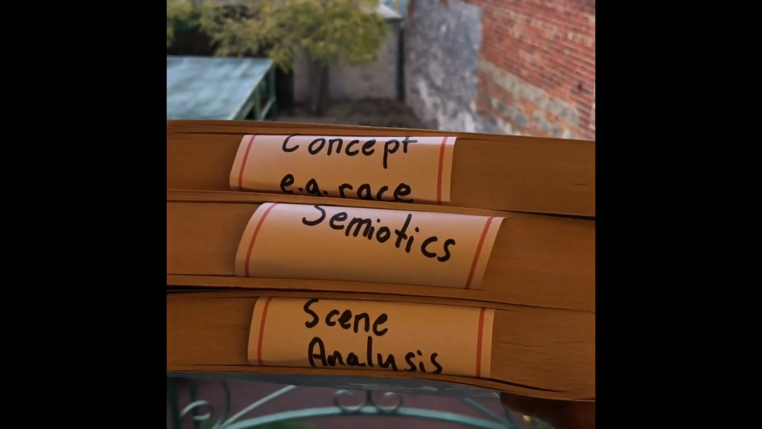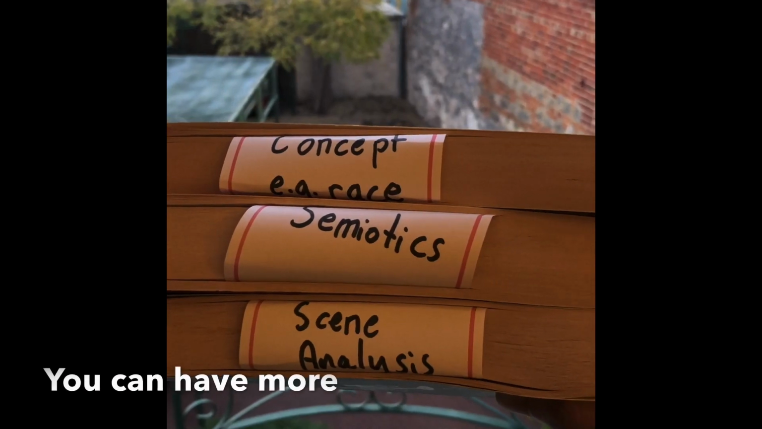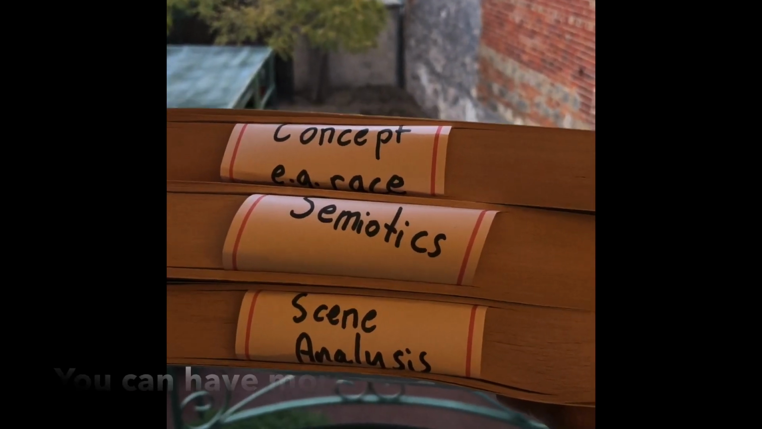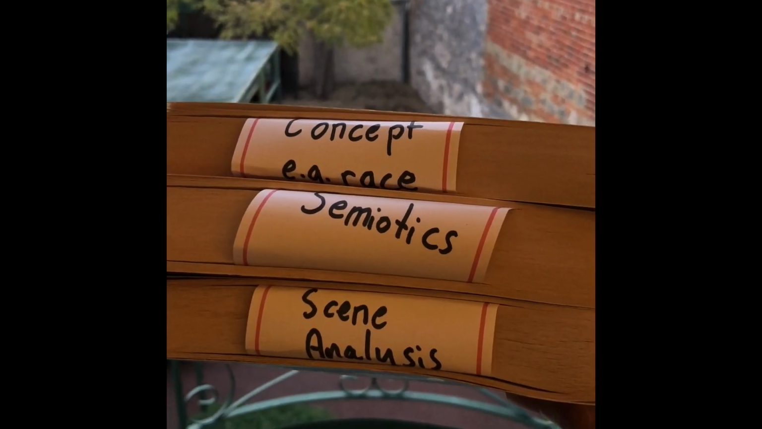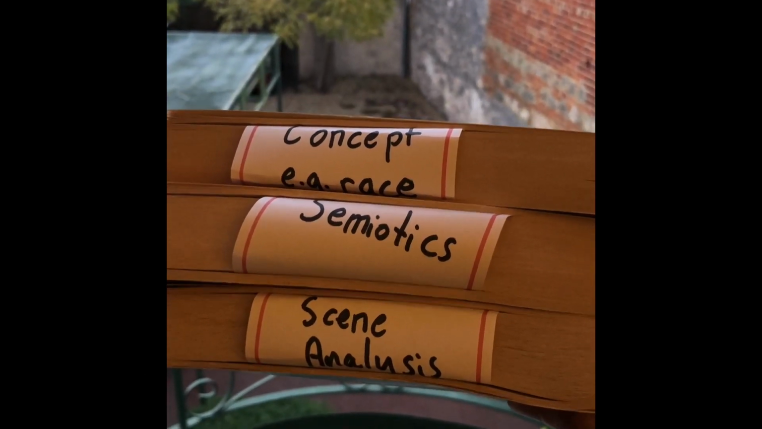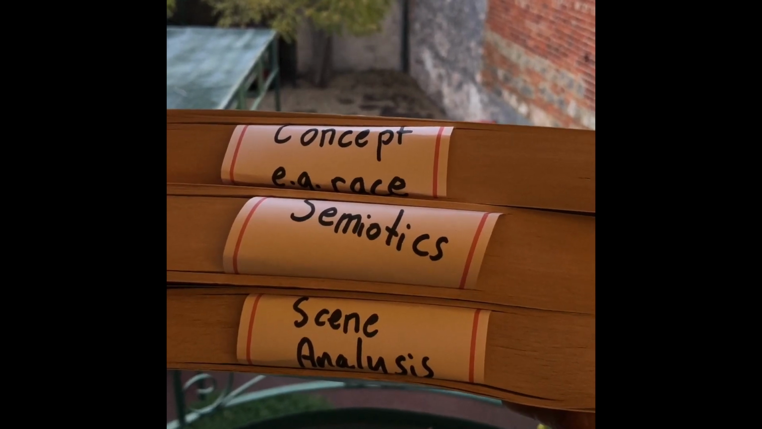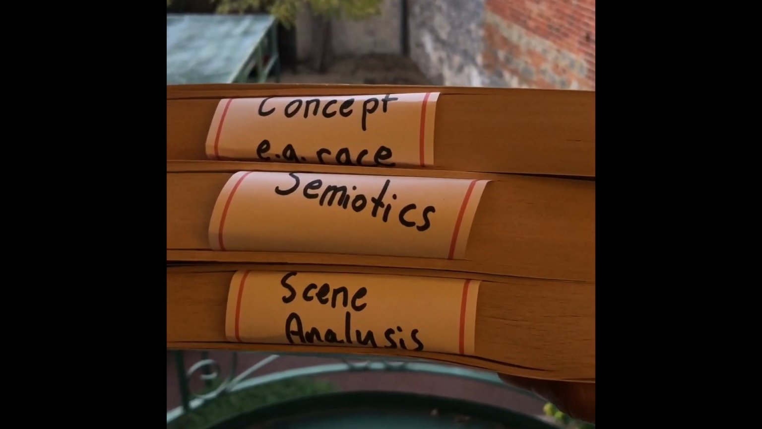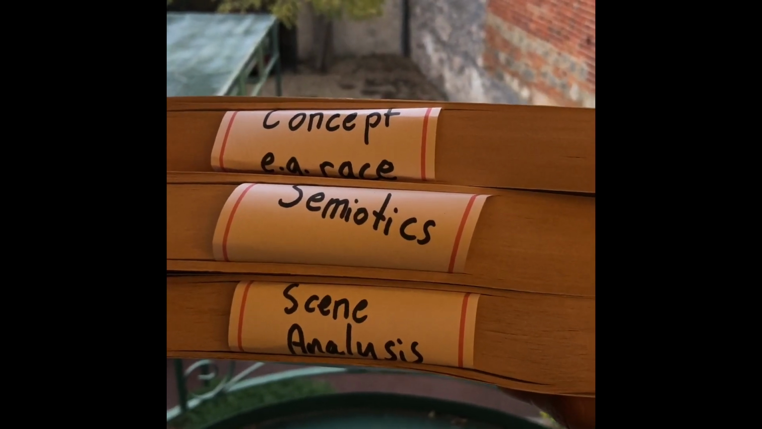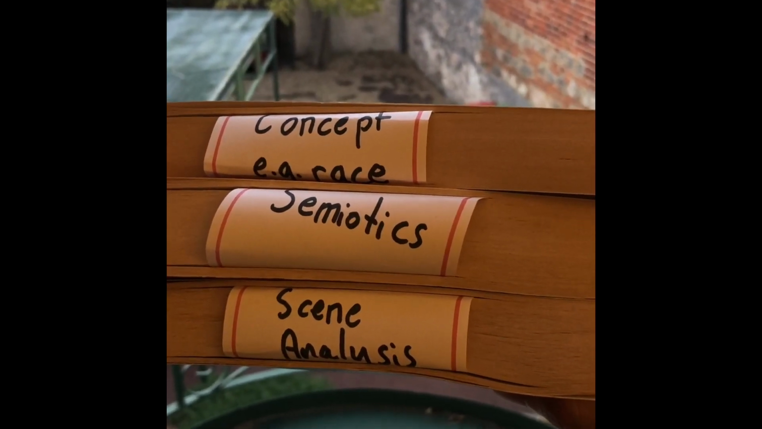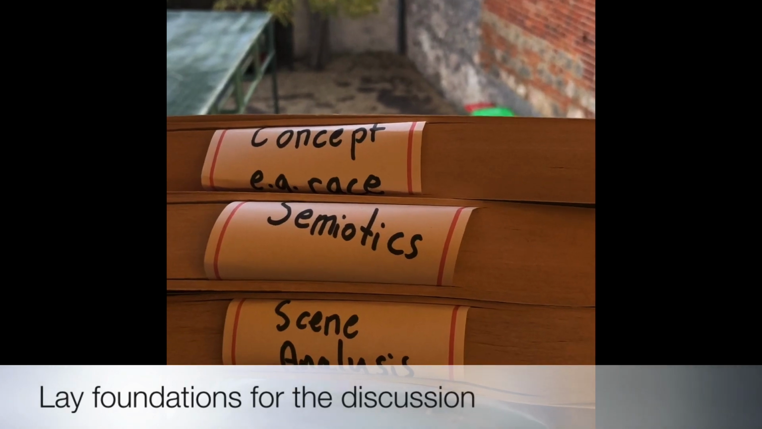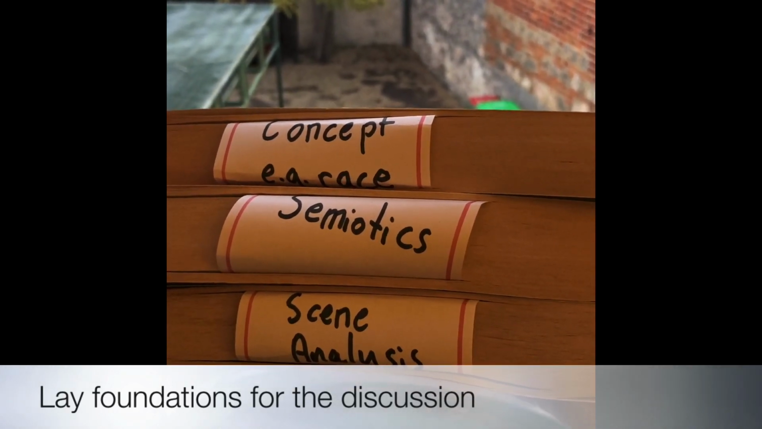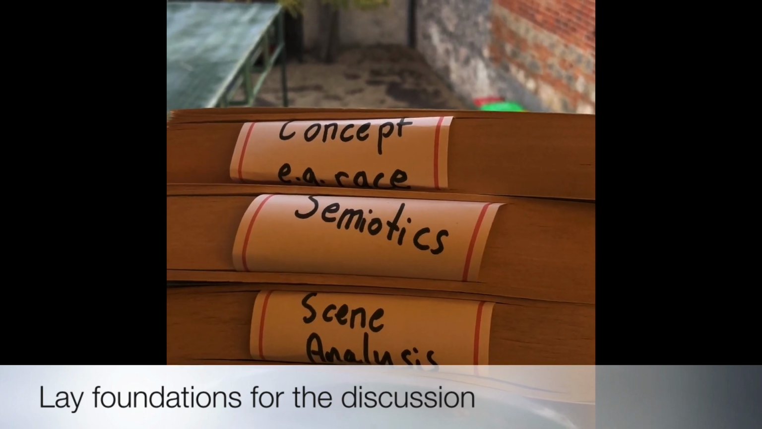So here we have our three potential paragraphs for your essay: concept, semiotics, scene analysis. Note that the order that I'm about to present you with isn't necessarily the order that you need to use, but there is a logical flow to it. So for instance, if you begin with scene analysis and then jump back to explain the concept of race and the relevance of semiotics, it's going to make the reader not know where you're coming from early on. Instead, you want to make sure that you do the groundwork before you do the analysis.